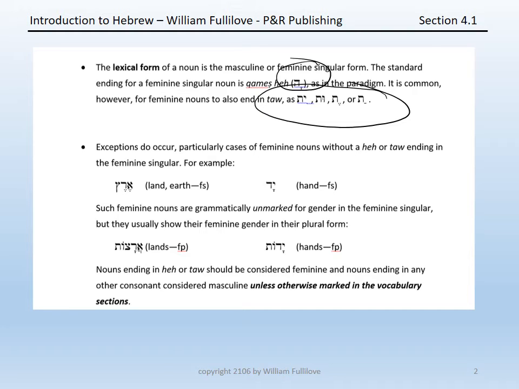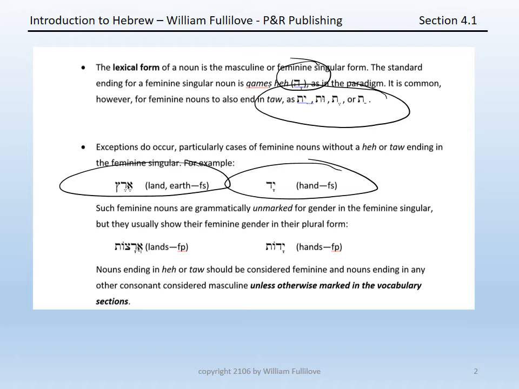Exceptions to the general rule of the ending for the feminine singular do occur. For instance, the word eretz is land or earth, and it is a feminine singular form, though it is not marked as such by the presence of a hey or a tav ending. Similarly, yad, hand, is a feminine noun in terms of its gender, even though it does not show the presence of a hey or tav at the end.